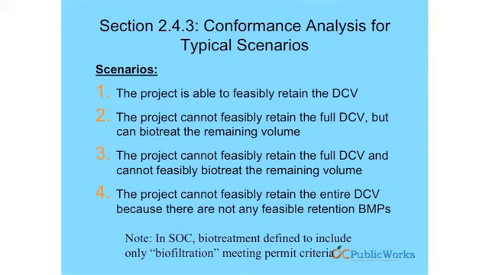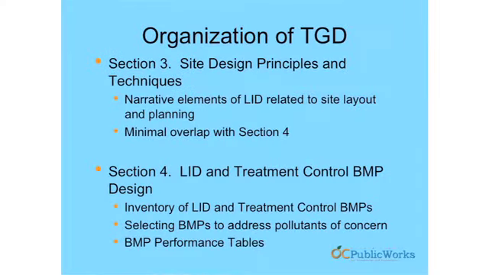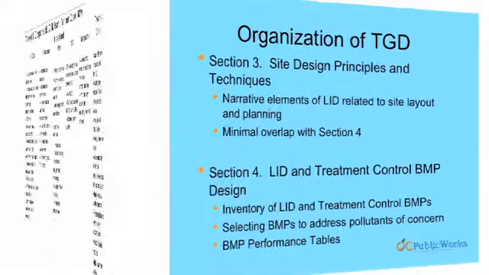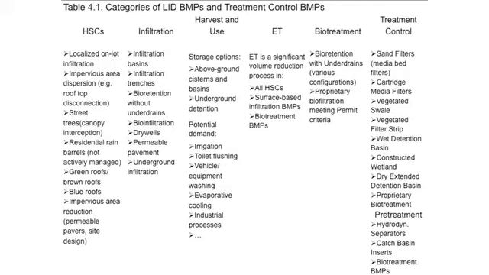So it's mentioned these 4 scenarios that we provide some guidance on. Section 3 gets into site design principles and techniques. Section 4 gets into the LID and treatment control BMP design. And so this is where we provide an introductory level discussion, and the real meat of this section is moved to Appendix 14, where you'll see fact sheets for all of these types of treatment controls and low impact development BMPs. And this is just a list of those falling into each category. And then our same high, medium, low charts, and I want to take a minute to clarify this.